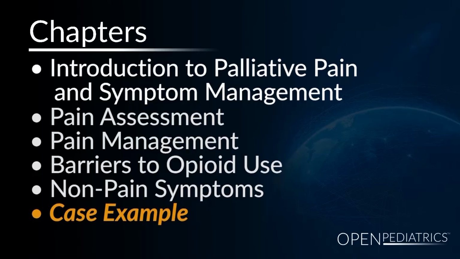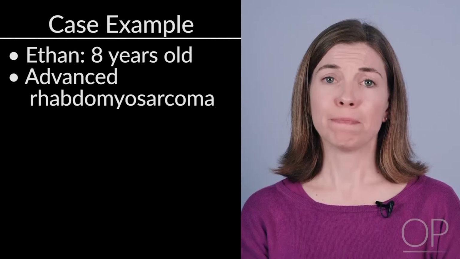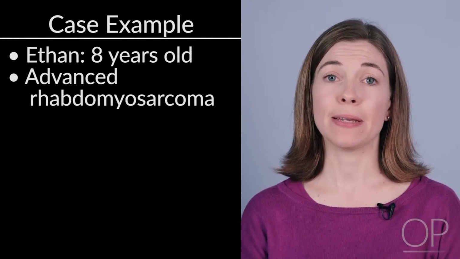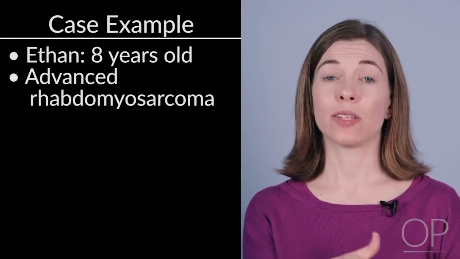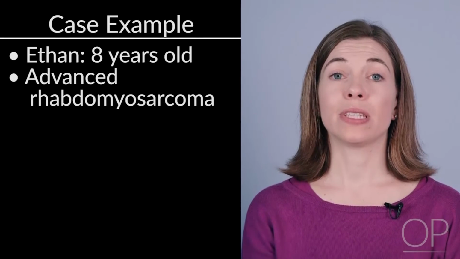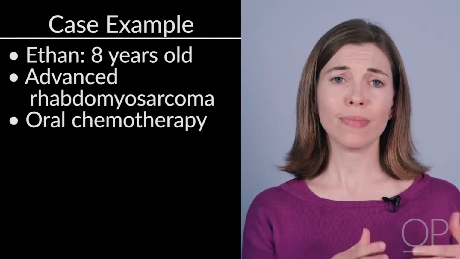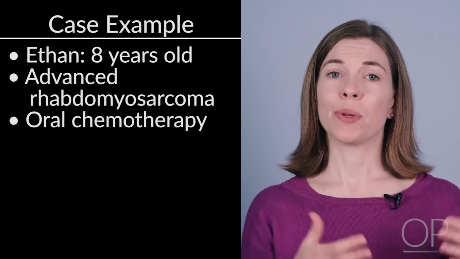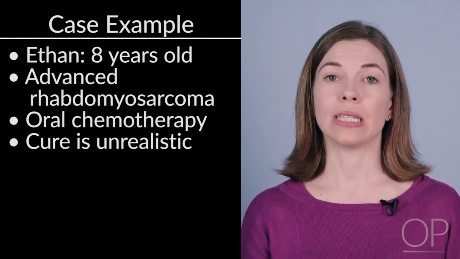Case example. So now to try to tie everything together, I want to go through a case example of a patient who is facing the end of his life. Ethan is an 8-year-old with advanced rhabdosarcoma. His primary tumor was in the right lower extremity, and he had metastatic tumors to the paraspinal areas along the back as well as in his lungs. He is currently receiving oral chemotherapy with the hope that this will slow the progression of the tumor and keep him alive as long as possible. But they understand that cure is not a realistic possibility at this time.